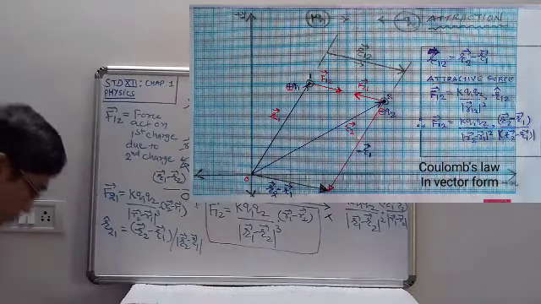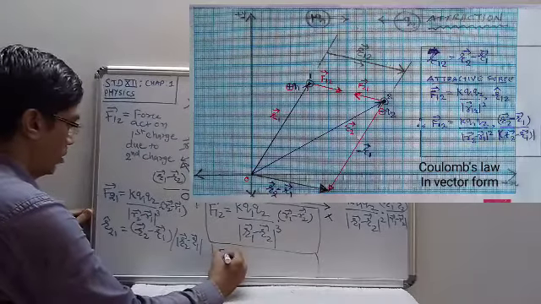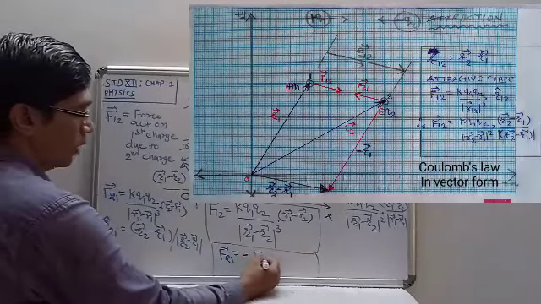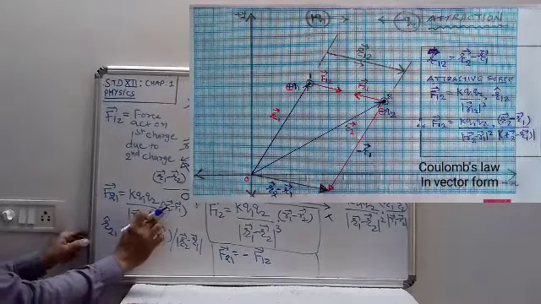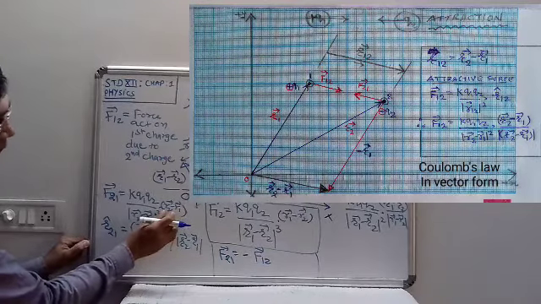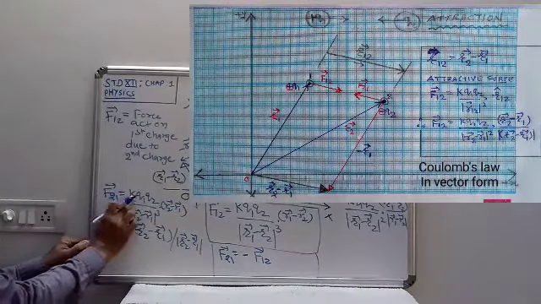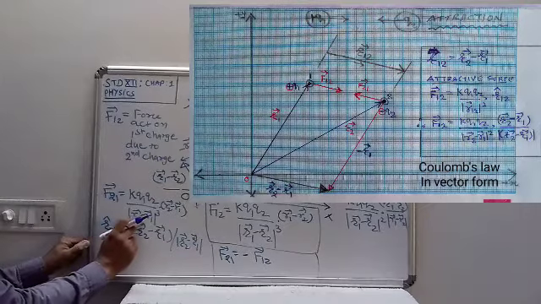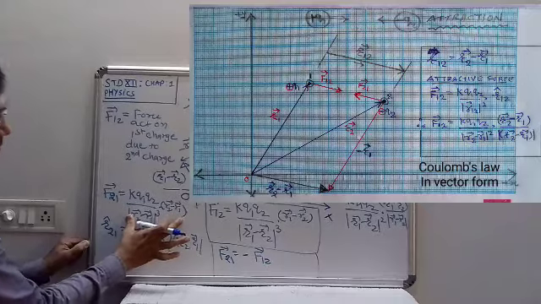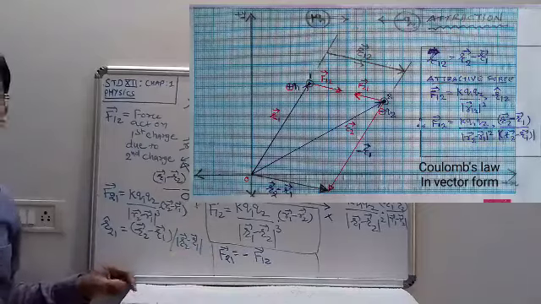So we can say that F21 is equal to minus F12, as we are taking the minus 1 as common from this bracket, then we can write minus K Q1 Q2 upon magnitude of R2 minus R1 whole cube into R1 minus R2. So this term becomes the F12, and we can write F21 is equal to minus F12.